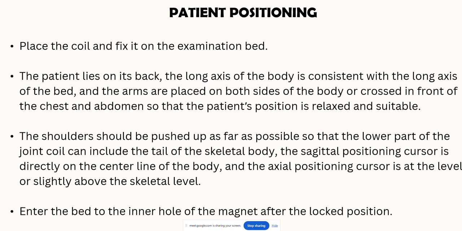The shoulder should be pushed up as far as possible so that the lower part of the joint coil can include the tail of the skeletal body. The sagittal positioning cursor is directly on the center line of the body, and the axial positioning cursor is at the level or slightly above the skeletal level. Enter the bed to the inner hole of the magnet after locking the position.